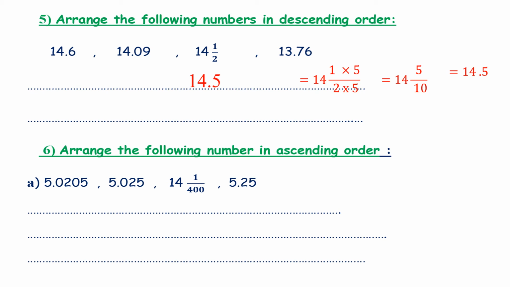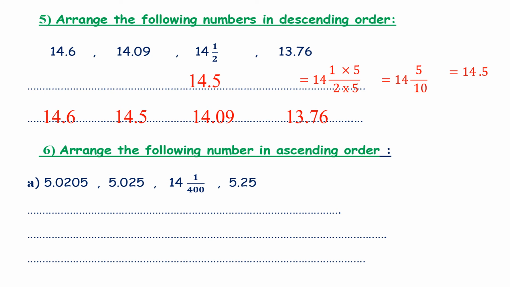I'm searching for the greatest. 14, 14, 14. Which one is the greatest here? I will look at the tenths place. Here is 6, here is 0, here is 5. So 14.6 is the greatest number and I will cancel it. You have to cancel it. And after that, the greatest one will be 14.5. And after that, 14.09. And the last one will be 13.76.